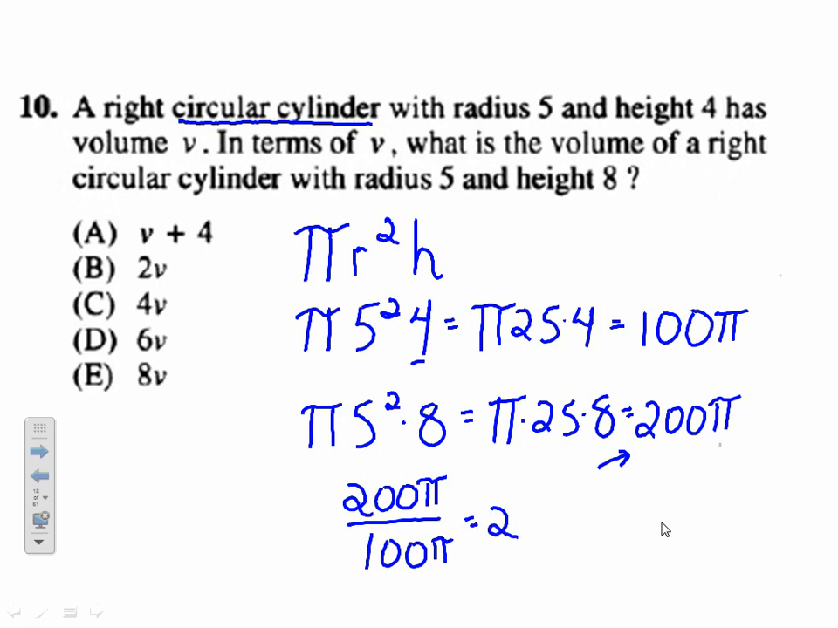It's twice as big, which you probably could see. But there is a real big shortcut for this problem. Since just the height is doubling here, then the full volume is going to double.